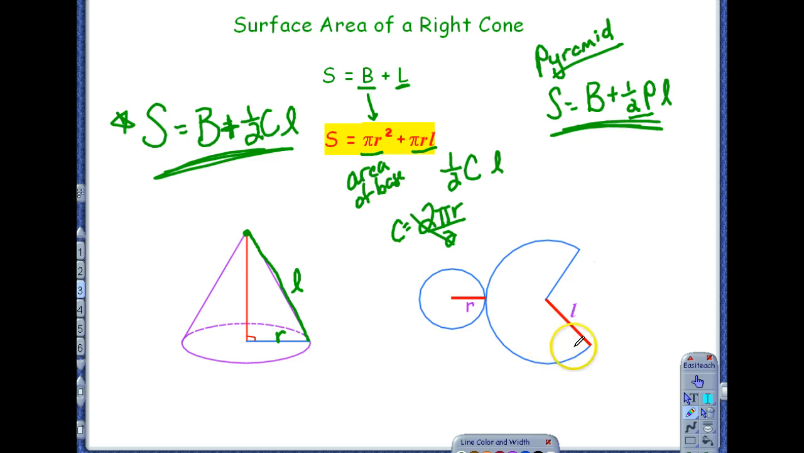So it looks like a Pac-Man to me. That's what I always think about it. And it's like a sector of a circle. Yeah. So what you're really doing is finding the area of the base and the area of the sector of the circle. Okay?